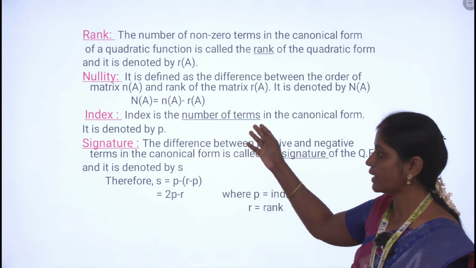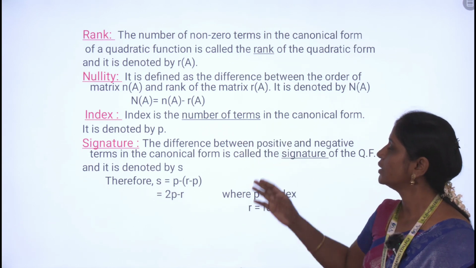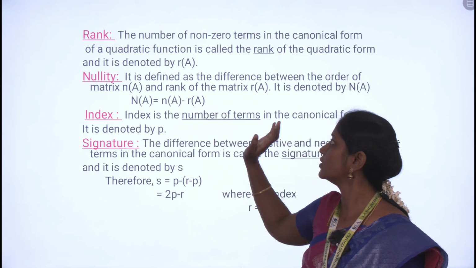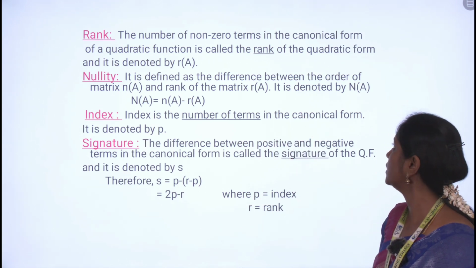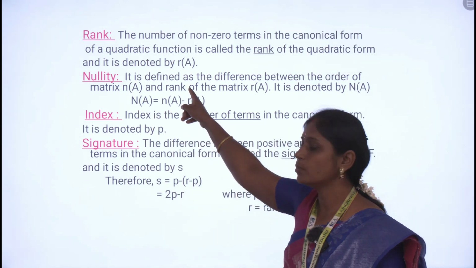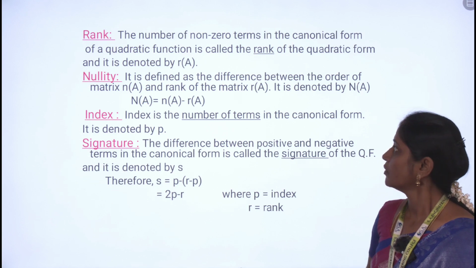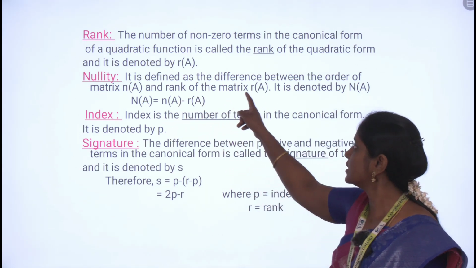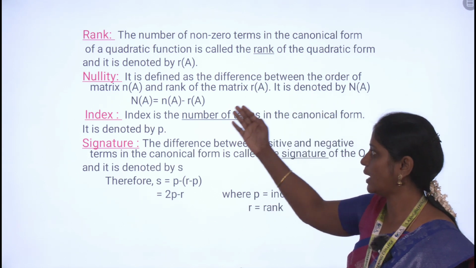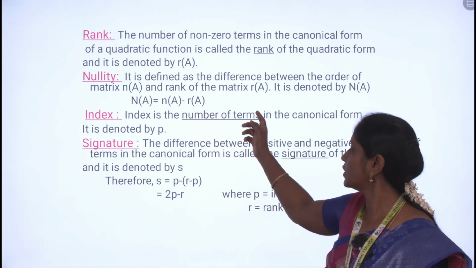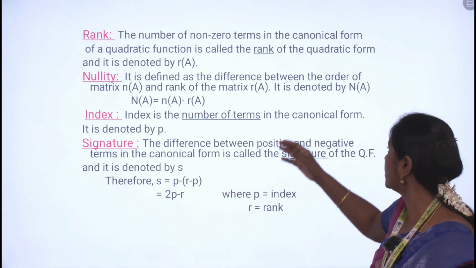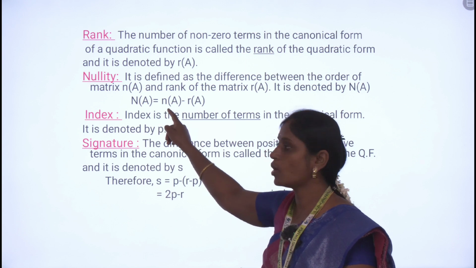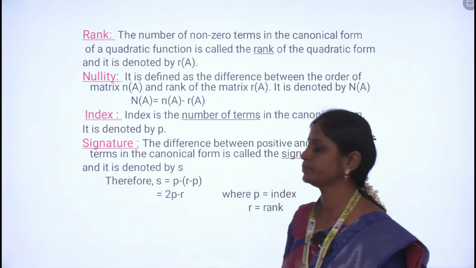Next, we can discuss rank and nullity. Rank: the number of non-zero terms in the canonical form of a quadratic form is called the rank of the quadratic form, and it is denoted by R of A, where A is a 3 cross 3 matrix. Nullity is defined as the difference between the order of the matrix, small n of A, and the rank of the matrix, R of A. It is denoted by capital N of A. The nullity N of A is equal to small n of A minus R of A.